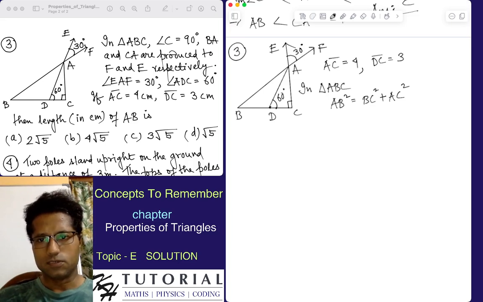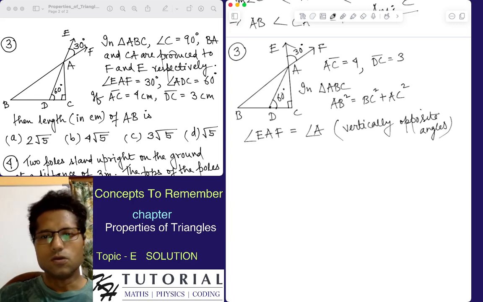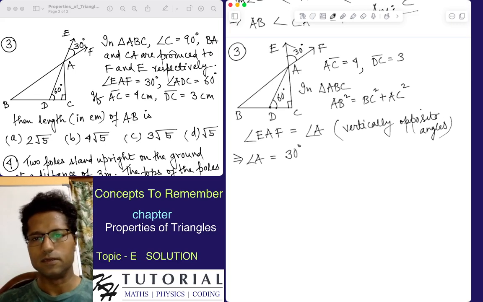Okay, so CA has been produced to E and BA has been produced to F, and this angle EAF, we must have angle EAF equal to angle A, since they are vertically opposite angles. So this implies that angle A will be equal to angle EAF, which is given to be 30 degree. Angle A is 30 degree.